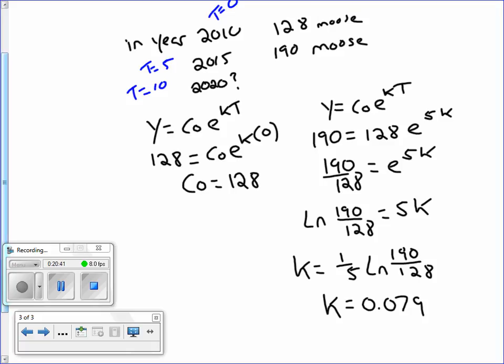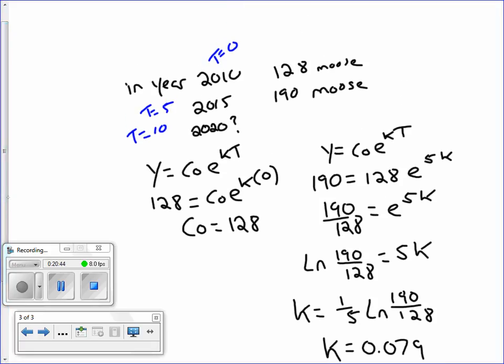What does k represent? Let's come back to the original differential equation that we didn't write here because we already knew how to solve it. It's saying dy/dt is equal to ky. That means dy/dt is equal to 0.079y. So every year, the number of new moose is equal to 0.079 times whatever the current population is. If there's 1,000 moose, then there's 79 new moose added to the population. If there's 10,000 moose, then there's 790 moose added to the population, because the growth rate is always going to be proportional to that constant.